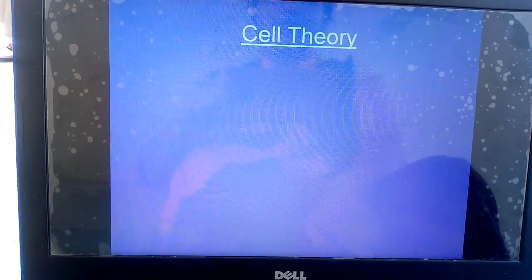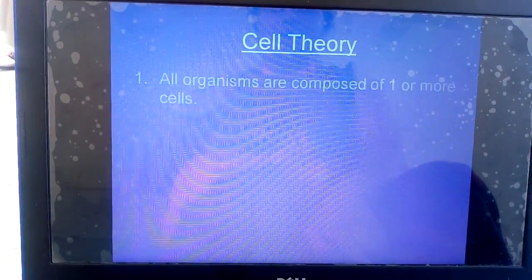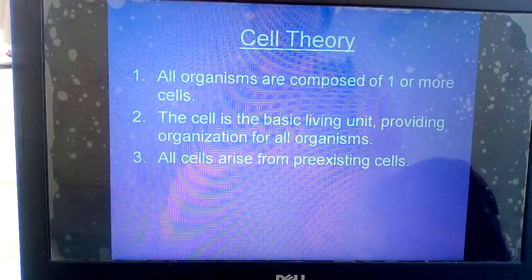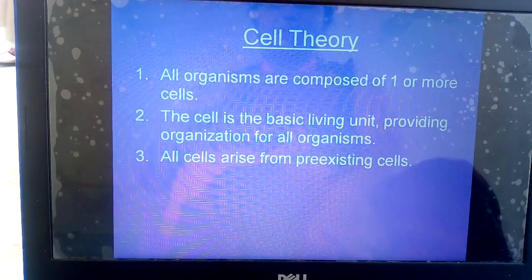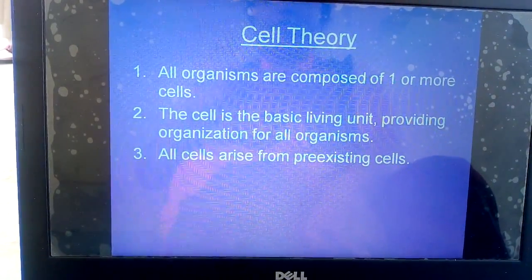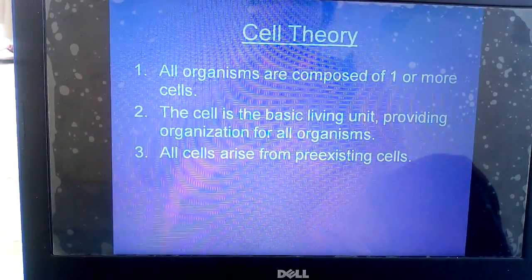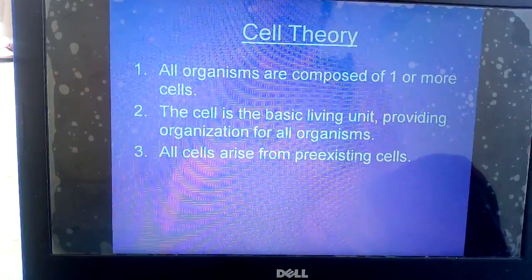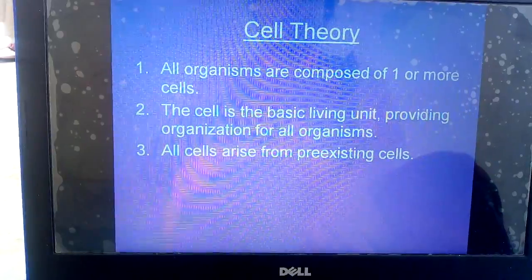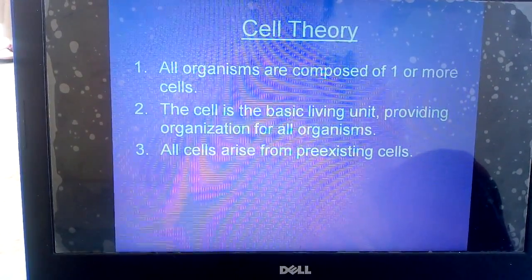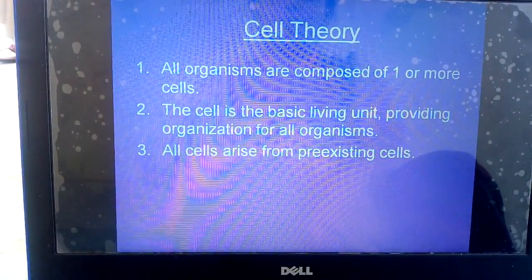When the cell was discovered, two scientists named Schleiden and Schwann proposed the cell theory. This cell theory says that all organisms are composed of one or more cells. The cell is the basic living unit providing organization for all living organisms. And the third point of the cell theory is that all cells arise from pre-existing cells. Here pre-existing cell means the mature cell. When a cell gets mature, it divides and forms two daughter cells. So the third point is talking about cell division.